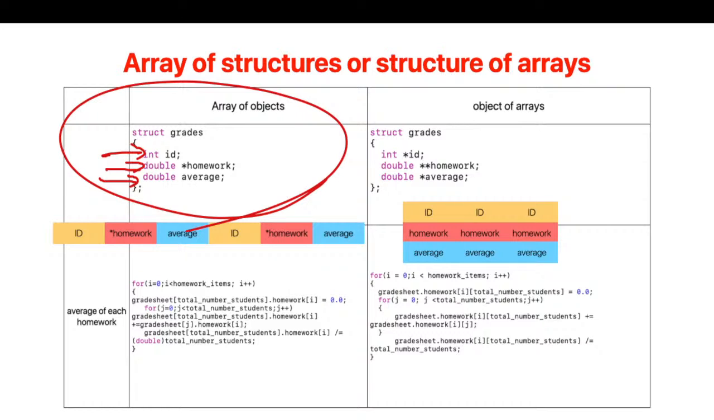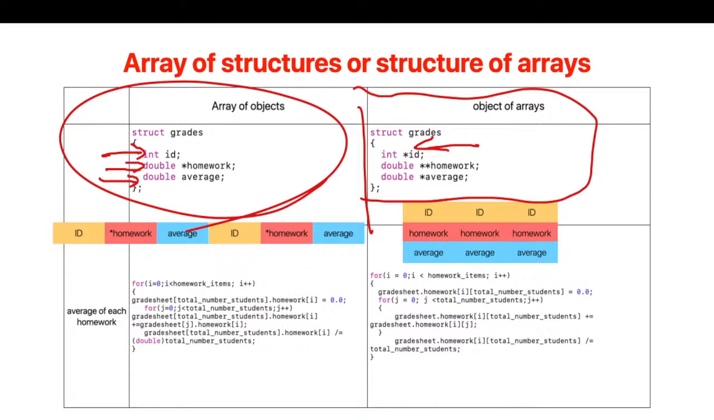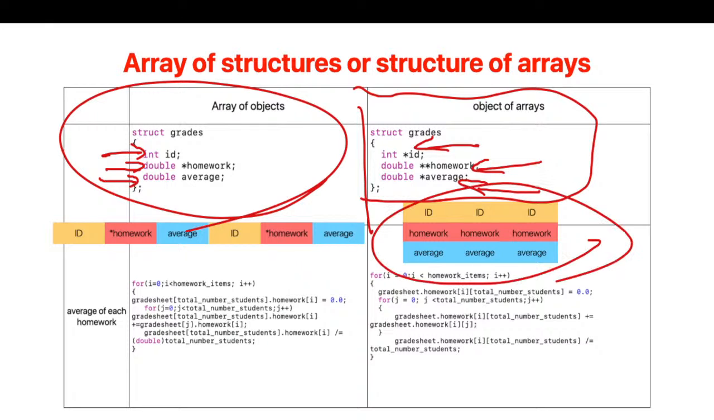Another thought is that we create three different tables. And these three different tables are combined into a big object. This object has an ID array, a two-dimensional homework array, and an average array. So the layout looks like this in a map.